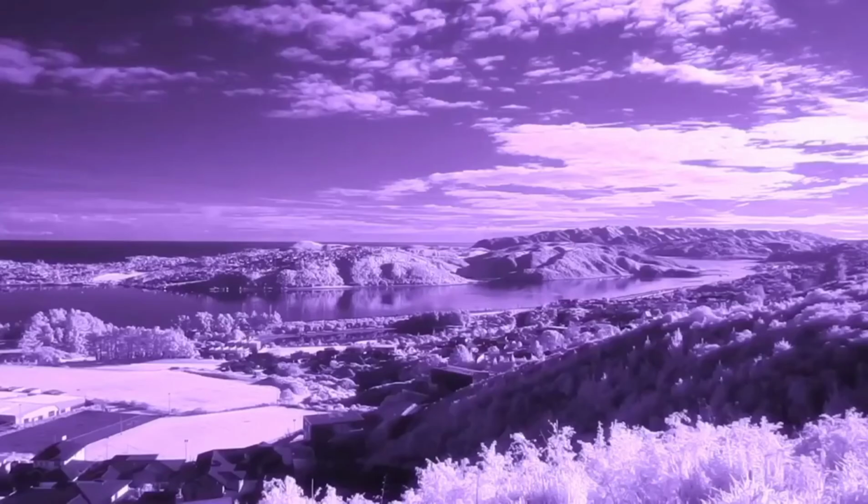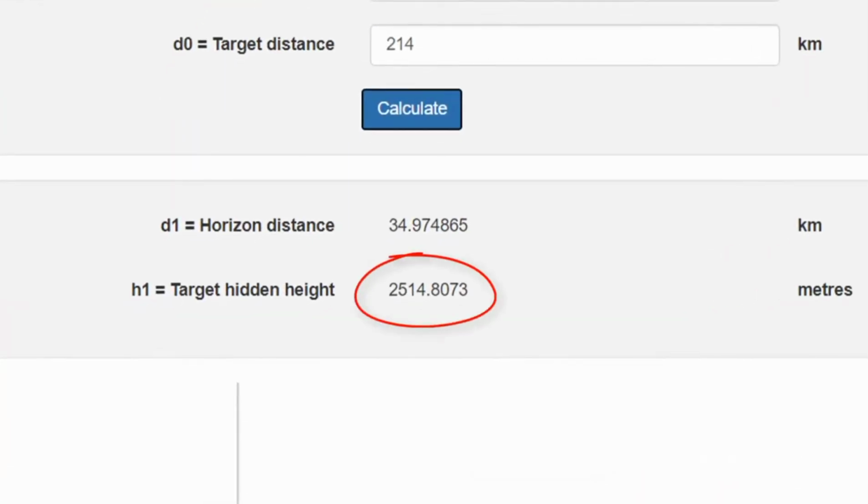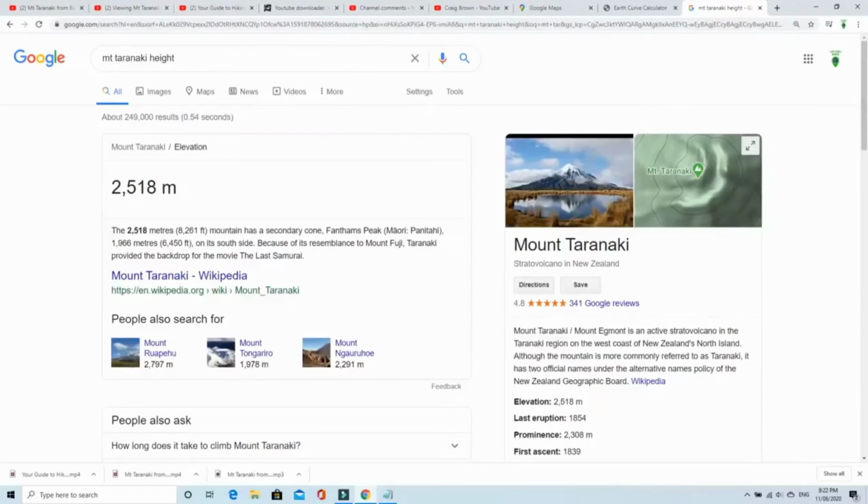In the following footage, the elevation is 96 meters. Let's repeat that and let it sink in. The camera elevation is 96 meters, and the distance is 214 kilometers. That gives us 2,514 meters target hidden height. Hang on, what's the elevation of Mount Taranaki? 2,518 meters. Oops, hang on. So none of Mount Taranaki should be visible from 96 meters. Okay, roll the tape.